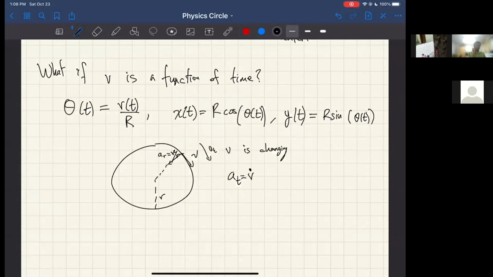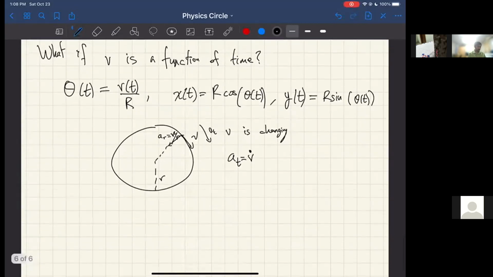So in general, if v is changing, then you still have the same v squared over r instantaneous radial acceleration pointing towards the center. And your tangential acceleration is simply the derivative of velocity. So that's circular motion if you're not going at the same speed.